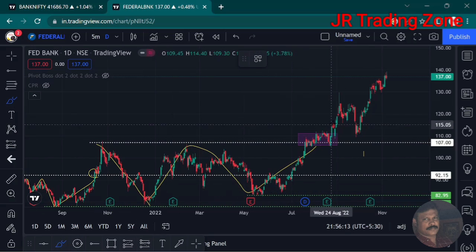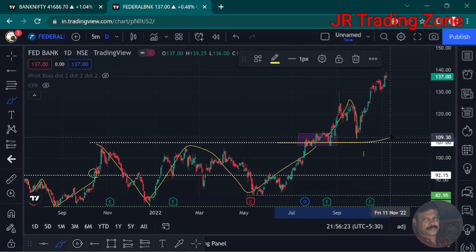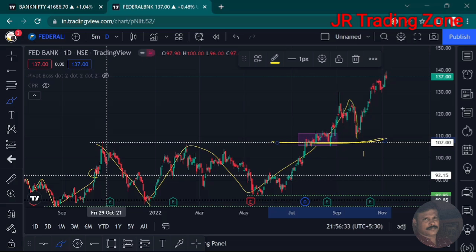You see, chart is moving, going up, coming down. It is taking support here. Now this level, resistance level, is acting as a support. That's why I say when a support is broken, it becomes a resistance. When resistance is broken, it becomes a support.